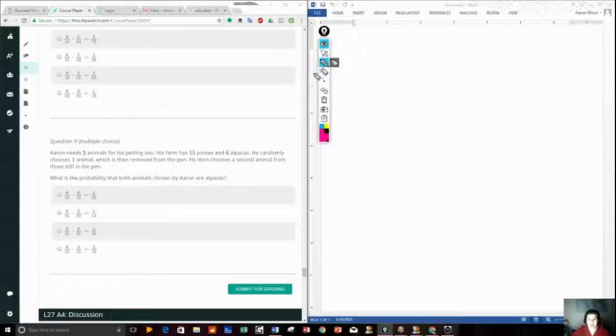Aaron needs 2 animals for his petting zoo. His farm has 15 ponies and 6 alpacas. He randomly chooses one animal, which is then removed from the pen. He then chooses a second animal from those still in the pen. What is the probability that both animals chosen by Aaron are alpacas? Okay, so we want to know what is the probability of choosing an alpaca given that you chose an alpaca the first time.